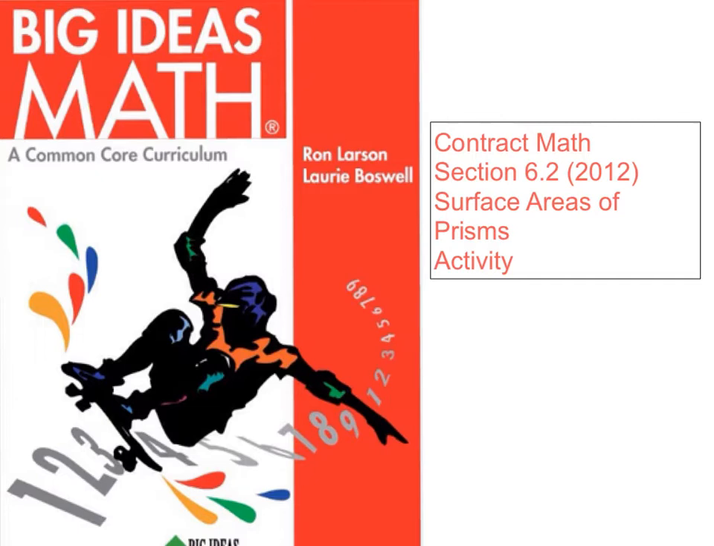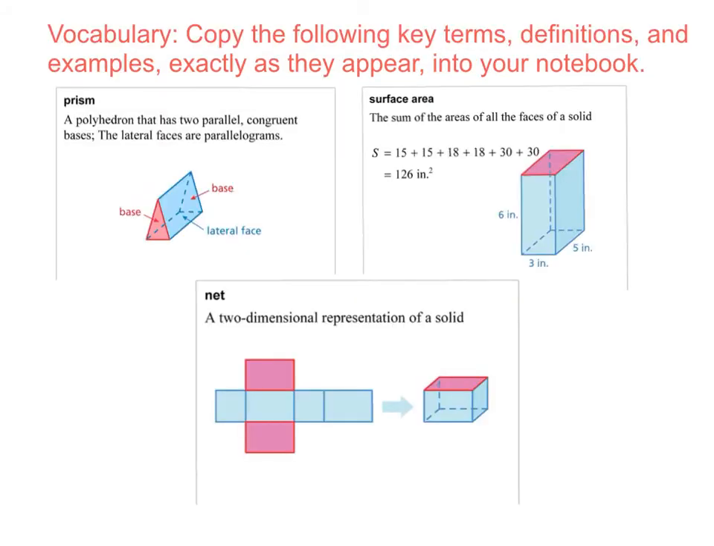Pause while you write Section 6.2, 2012 edition, Activity in your math notebook. Pause again while you write today's activity objective in your math notebook. Today's objective is understand the surface area of prisms. Copy the following key terms, definitions, and examples exactly as they appear into your notebook.